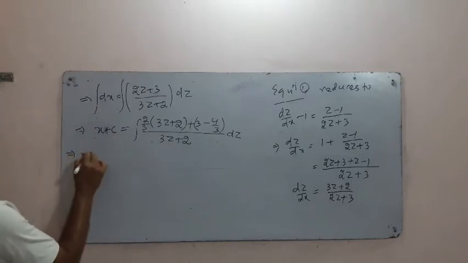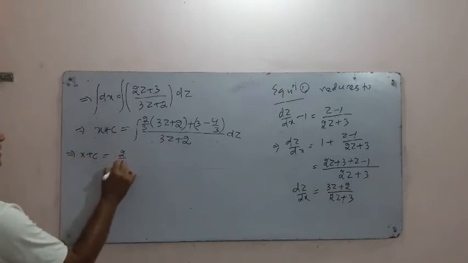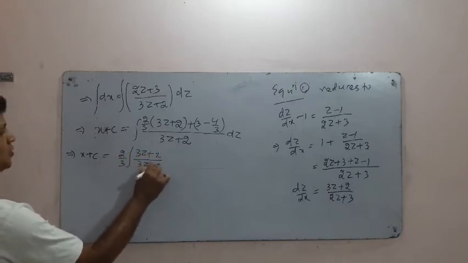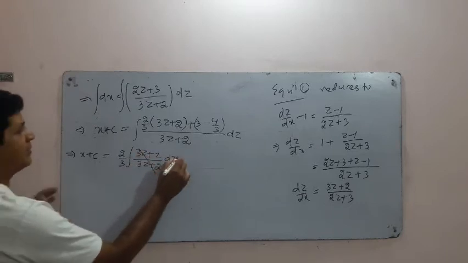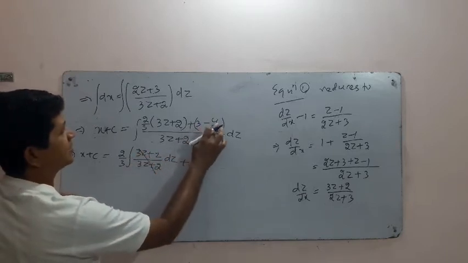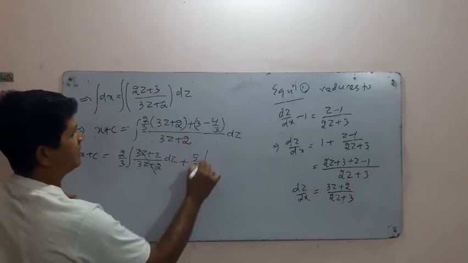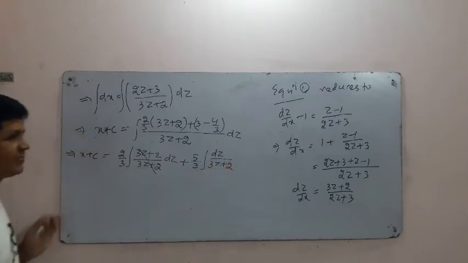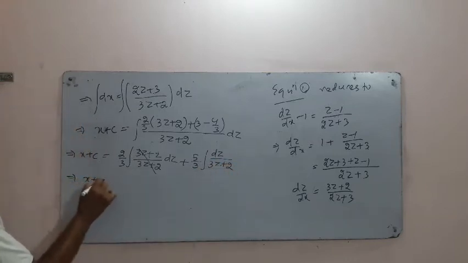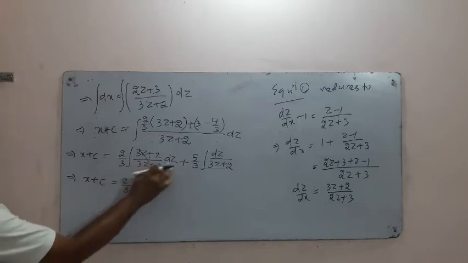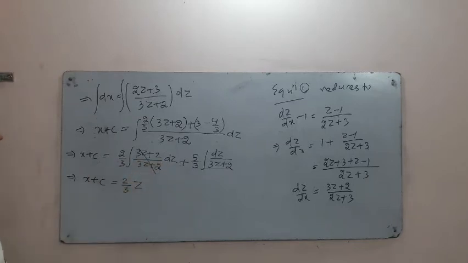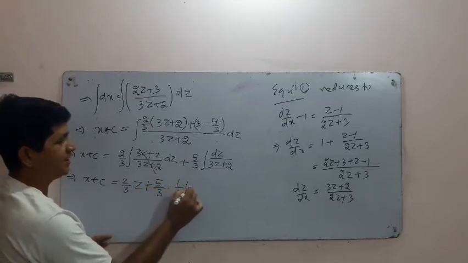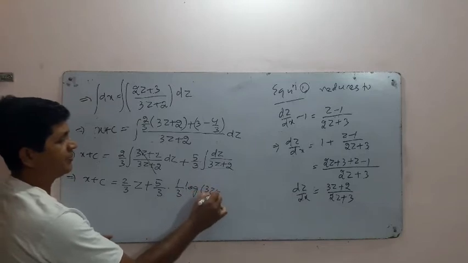So x plus c equals 2 by 3 into (3z plus 2 by 3z plus 2) into dz, plus 9 minus 4 by 3, which means 5 by 3, into dz by 3z plus 2. Right? This implies x plus c is equal to 2 by 3. Integration of dz is z, plus 5 by 3 into 1 by 3 log of 3z plus 2.